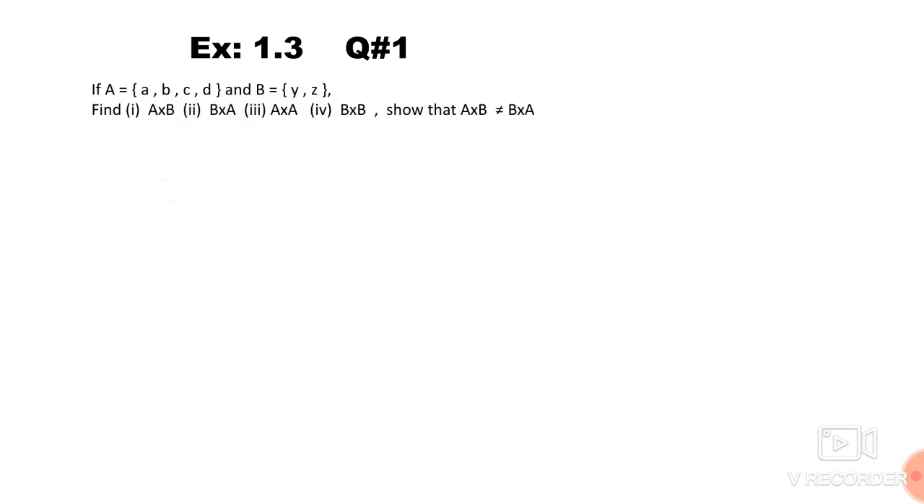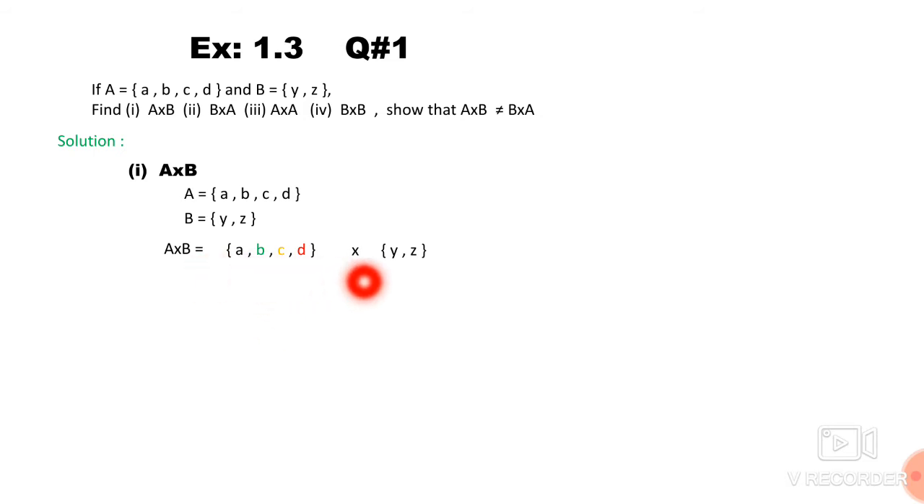Now we are starting our exercise 1.3, question number 1. If A is equal to {a, b, c, d} and B is equal to {x, y, z}, we have to find A cross B, B cross A, A cross A, B cross B, and also we have to show that A cross B is not equal to B cross A. Okay, now consider the sets: set A is {a, b, c, d}, set B is {x, y, z}. Now we are going to find A cross B. A cross B means we will write set A first, then cross, and then set B.